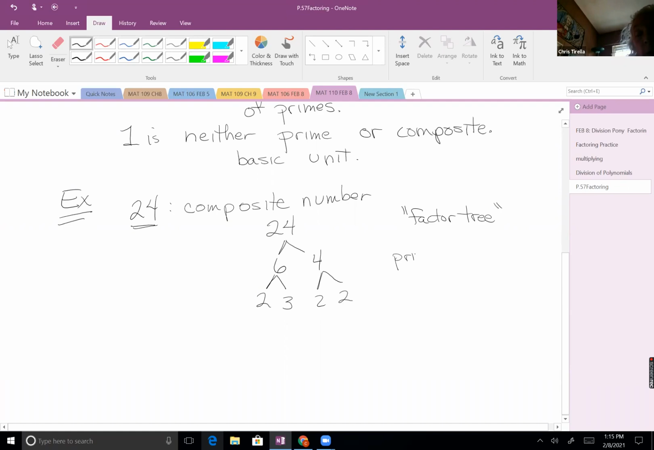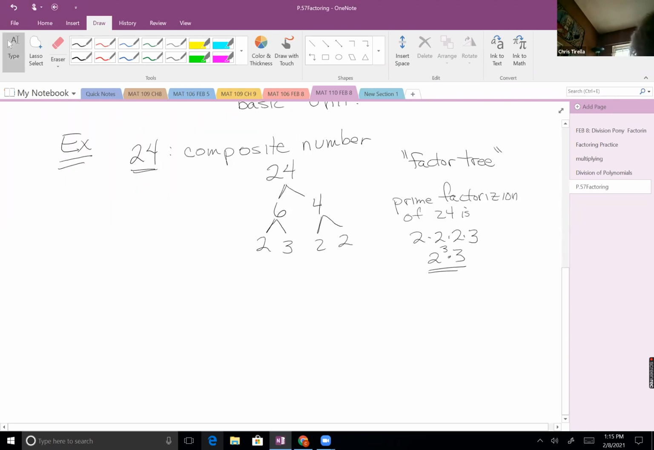And so we'd say that the prime factorization of 24 is 2 times 2 times 2 times 3, or 2 to the third times 3. And we've expressed it as a product of primes. Instead, if I have a number like 13, is there anything that goes into 13 evenly? No. So 13 is a prime number.